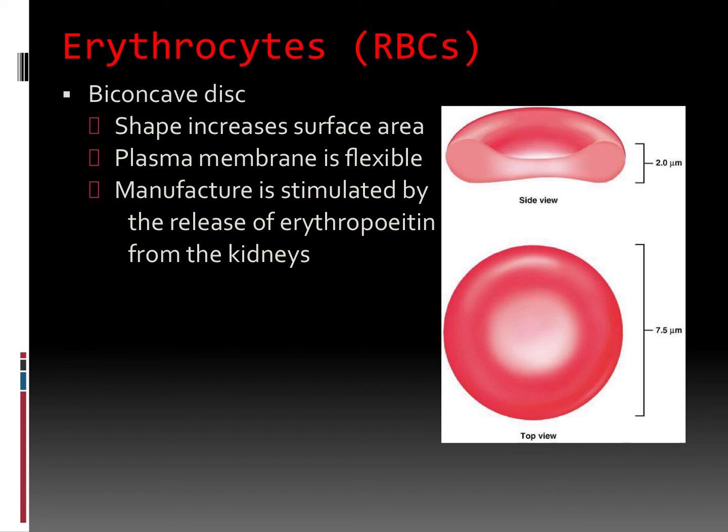This shape helps to increase surface area to allow diffusion across the membrane easily and quickly. The plasma membrane is flexible because they need to be able to travel through capillaries and things. Manufacture of red blood cells is stimulated by a hormone, erythropoietin, from the kidneys. So the kidneys kind of monitor the blood and then release erythropoietin when red blood cells need to be replenished.